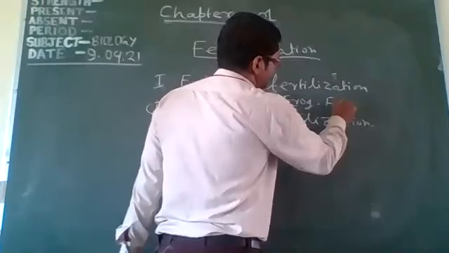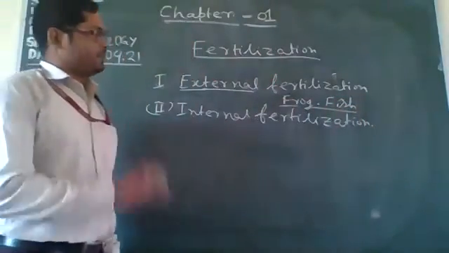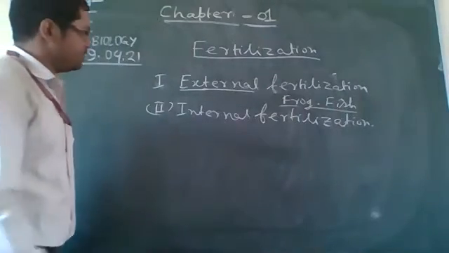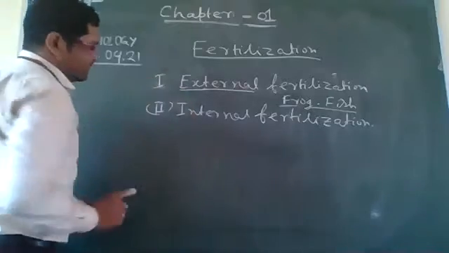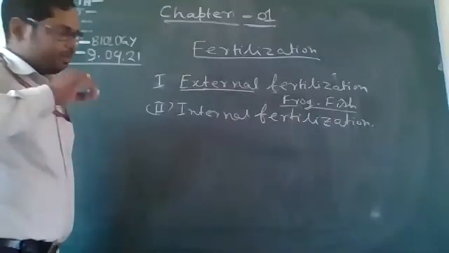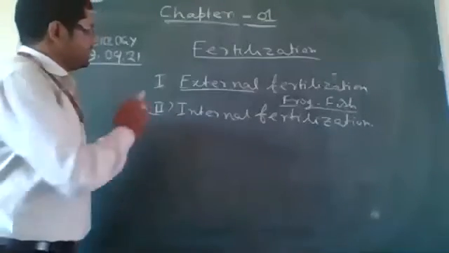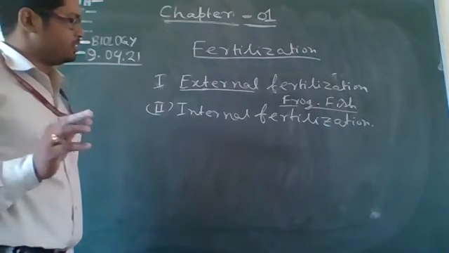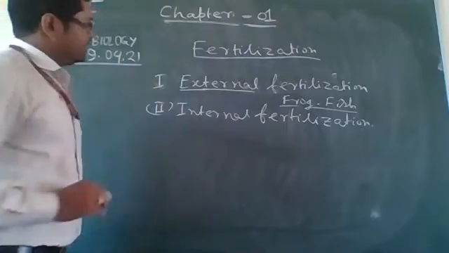External fertilization examples are frog and fish. They have external fertilization. Why is it called external fertilization? Because their male gamete and female gamete are released outside of the body, and fertilization also occurs outside of the body. For this reason, this is called external fertilization in the case of frog and fish.